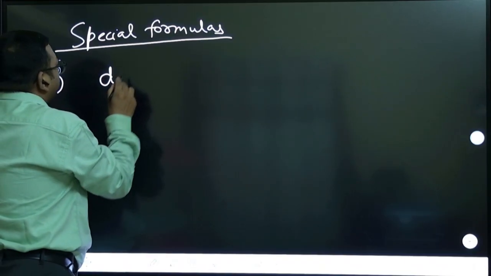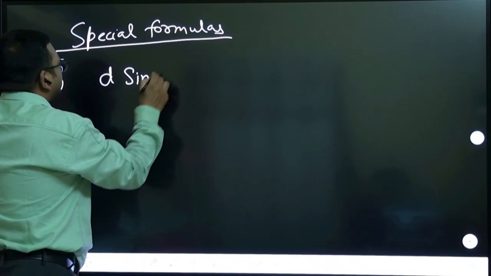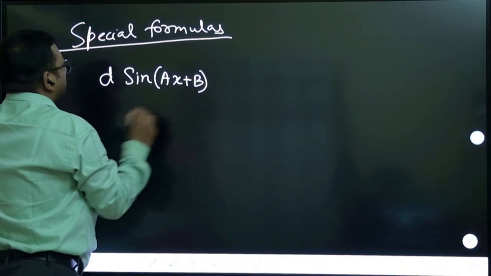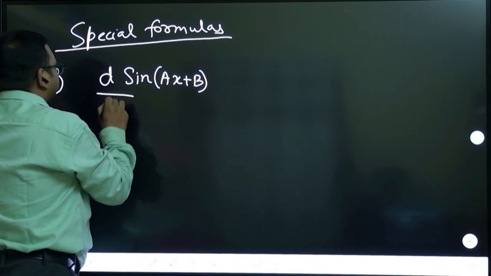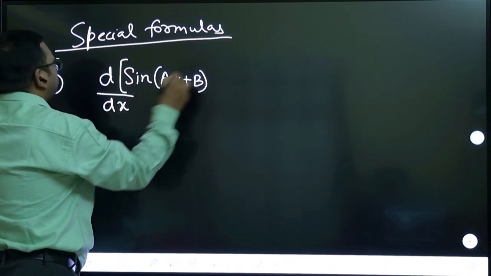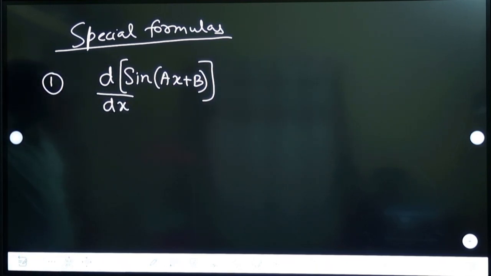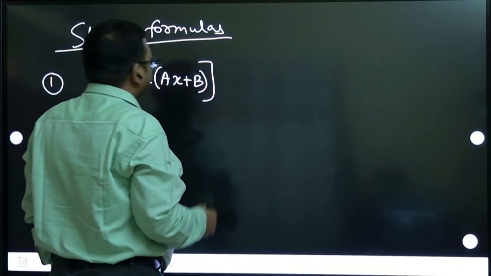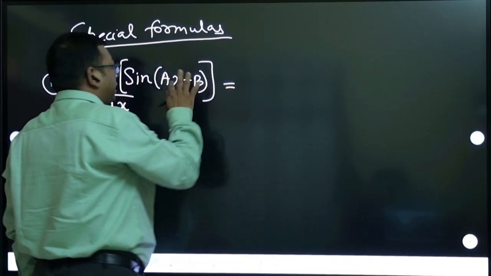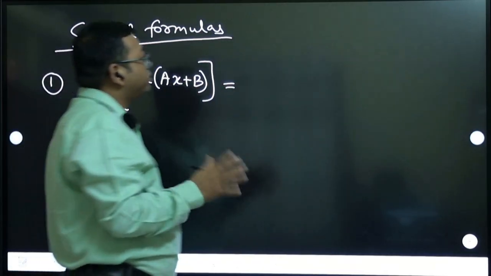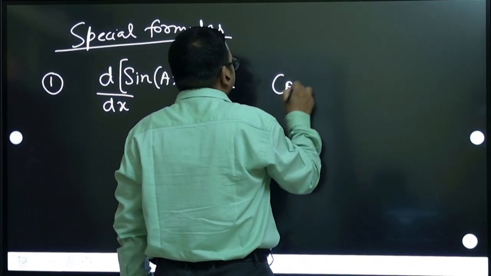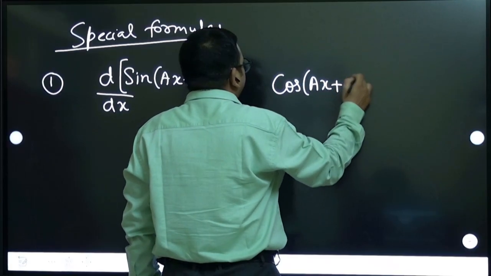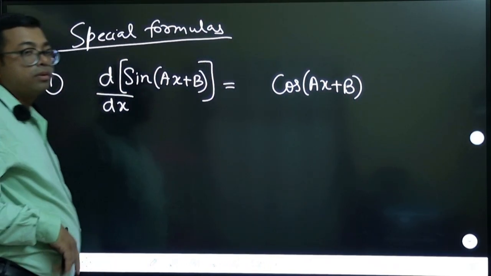Suppose I take the differentiation of sin(ax + b) with respect to x. I want to differentiate sin(ax + b) with respect to x. Now we have to write the sine differentiation. We know sine differentiation will be cos. We will write cos(ax + b), no problem. And we have some constant, okay.